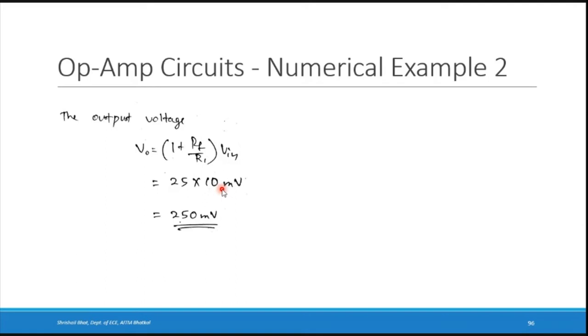So that's the output voltage. So for 10 millivolts of input voltage, you are getting 250 millivolts of output voltage. That means your input is amplified by 25 times because the gain is equal to 25, right? So that's how you can find the value of the output voltage in case of amplifiers.